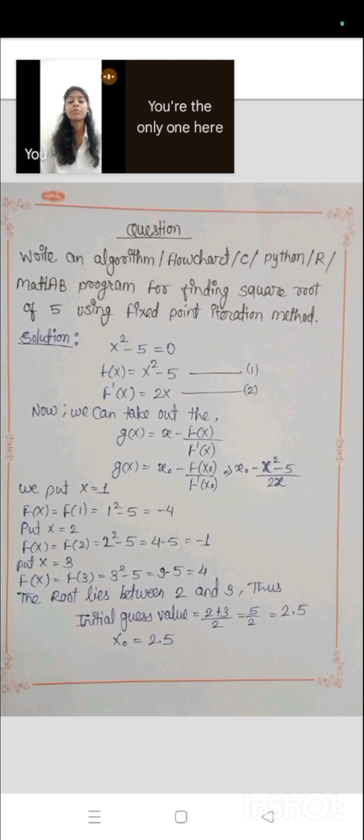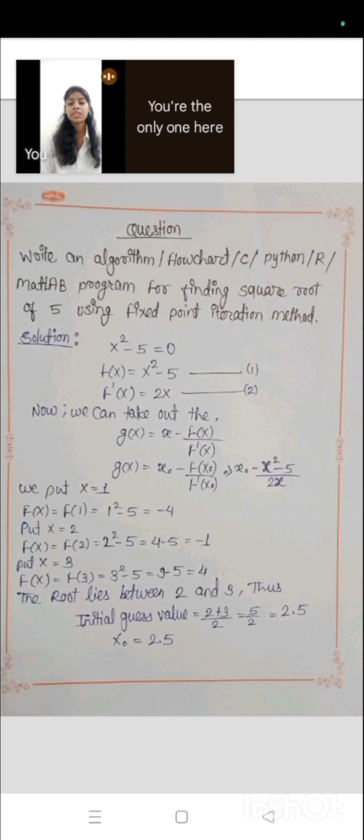So here we put the f of x and f dash of x values: x minus (x square minus 5) upon 2 into x. Now we put x is equal to 1 in f of x. So f of 1 is equal to 1 square minus 5, so the value is minus 4. And again we put x is equal to 2 in f of x, f of 2 is equal to 2 square minus 5, so the value is 4 minus 5 is equal to minus 1.